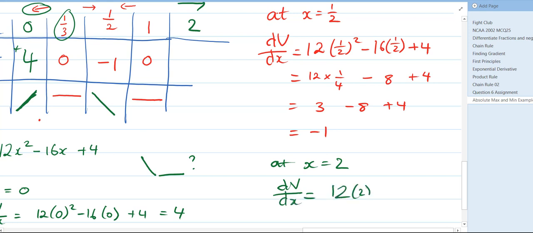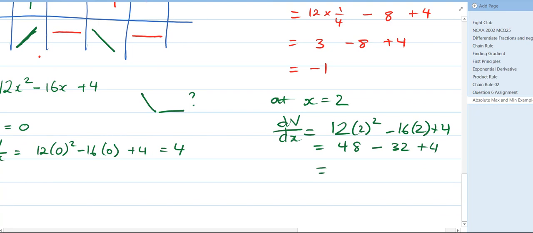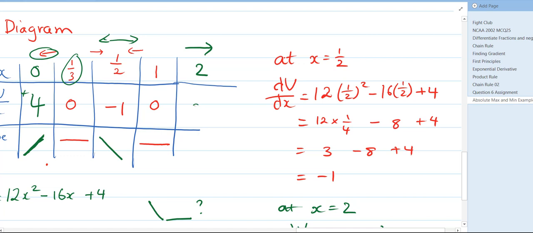12 times 2 squared minus 16 times 2 plus 4, that's 48 minus 32 plus 4. We can already tell 48 minus 32 gives you 16, plus 4, so that's 20. So you know that it's going to be a positive gradient. There you go.